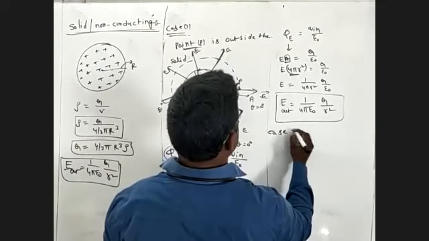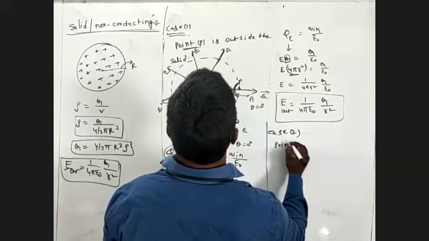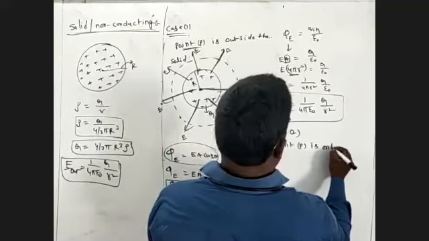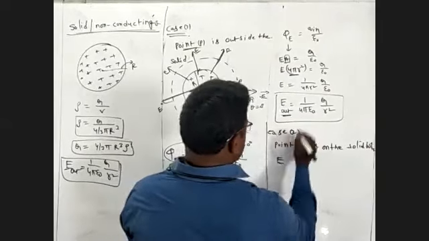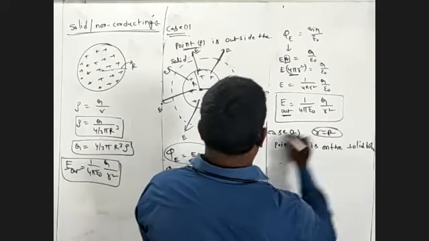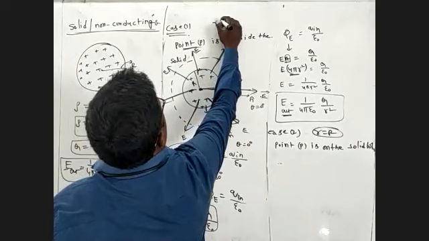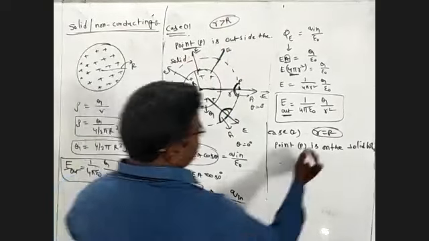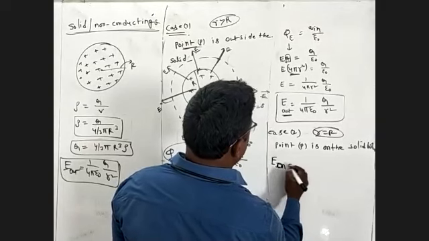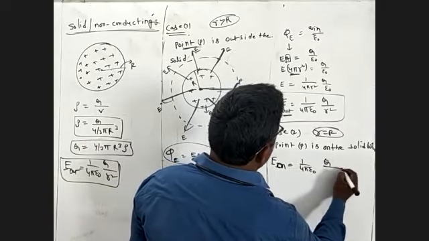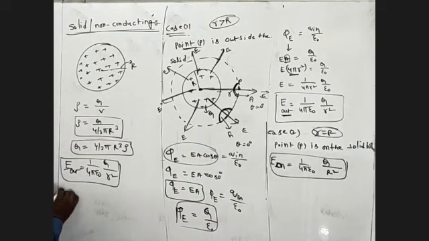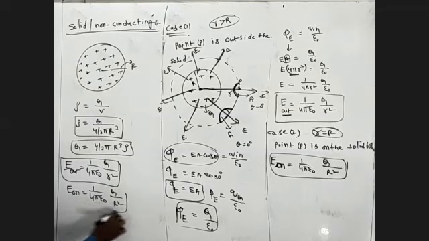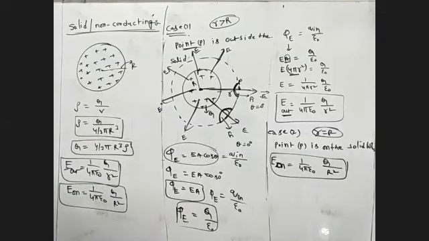Case number 2: point P is on the solid body. The condition for E out is small r greater than capital R, and on the surface, small r is equal to capital R. In this condition, E on is equal to 1 by 4 pi epsilon naught Q by small r, which is capital R, square. So E on is equal to 1 by 4 pi epsilon naught capital Q by capital R square. This is the electric field on the surface.